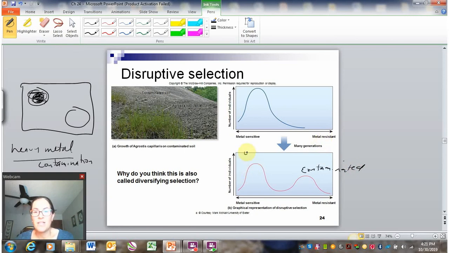But if it was in the uncontaminated area, it was more beneficial to not be metal resistant, to be metal sensitive, because again, you're not using energy on metal resistance if you don't need it. So you see two distinct traits be selected for depending on which part of the environment they're living in. Okay, and again, this gets a little confusing because we're saying it's caused by the two distinct environments, but again, remember that it's the same population because they're able to interbreed with each other. Okay, so again, this is also called diversifying selection because we could say that this is maintaining and almost amplifying diversity by having these two distinct phenotypes.